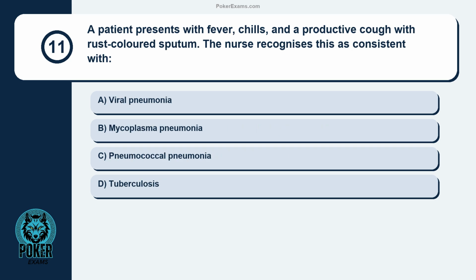Question 11. A patient presents with fever, chills, and a productive cough with rust-colored sputum. The nurse recognizes this as consistent with viral pneumonia, mycoplasma pneumonia, pneumococcal pneumonia, tuberculosis.